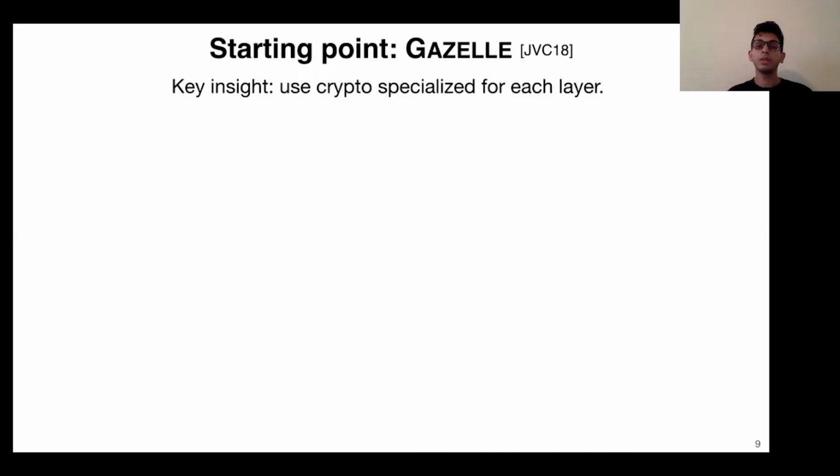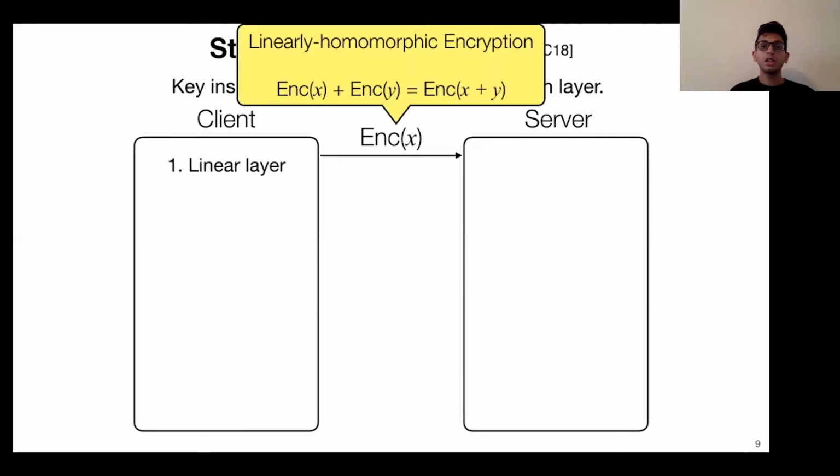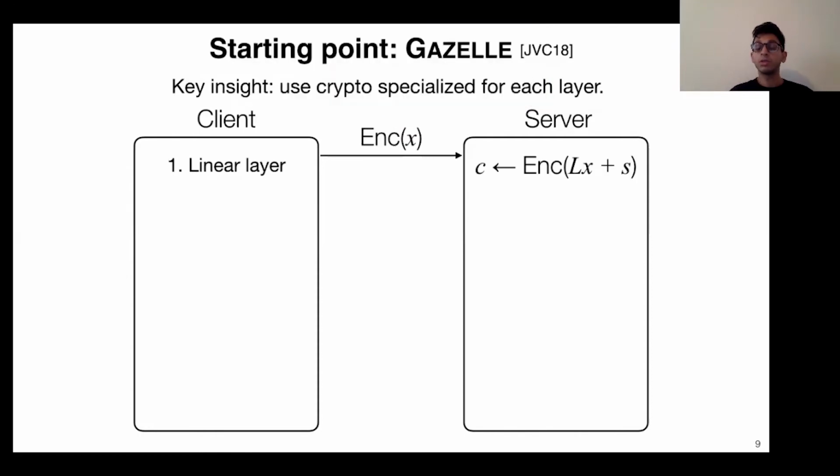The starting point for Delphi will be the prior state-of-the-art, GAZELLE. The key insight of GAZELLE is that they develop specialized cryptographic protocols for each kind of layer. In more detail, to evaluate linear layers, the client uses linearly homomorphic encryption, which allows evaluation of linear functions over a ciphertext. The client encrypts its input X using this LHE and sends it to the server. The server homomorphically applies a linear function L to the input X, and also applies a blinding mask S. It sends back the resulting ciphertext C to the client, who decrypts it and obtains y equals Lx plus S.